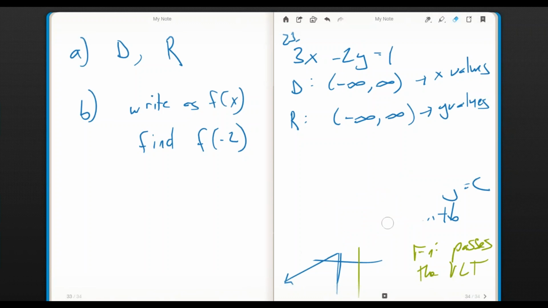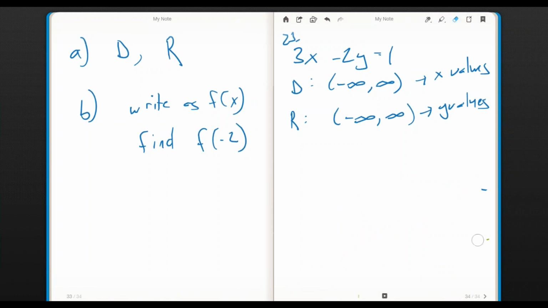So if it's a function, they want us to write it in f of x format, and then find f of negative 2. Here's another thing to learn and remember. F of x is a nickname for y.